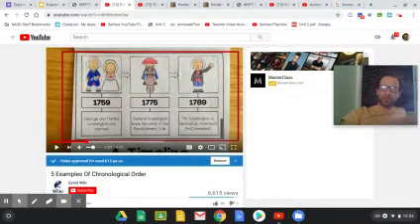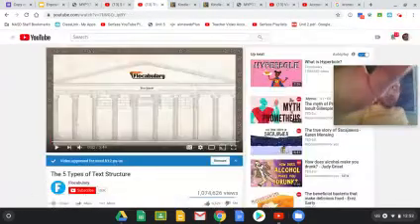Now, the other two we're going to cover, cause and effect and compare and contrast, but we're going to do that with one of my good friends, vocabulary. So let's take a look at vocabulary.